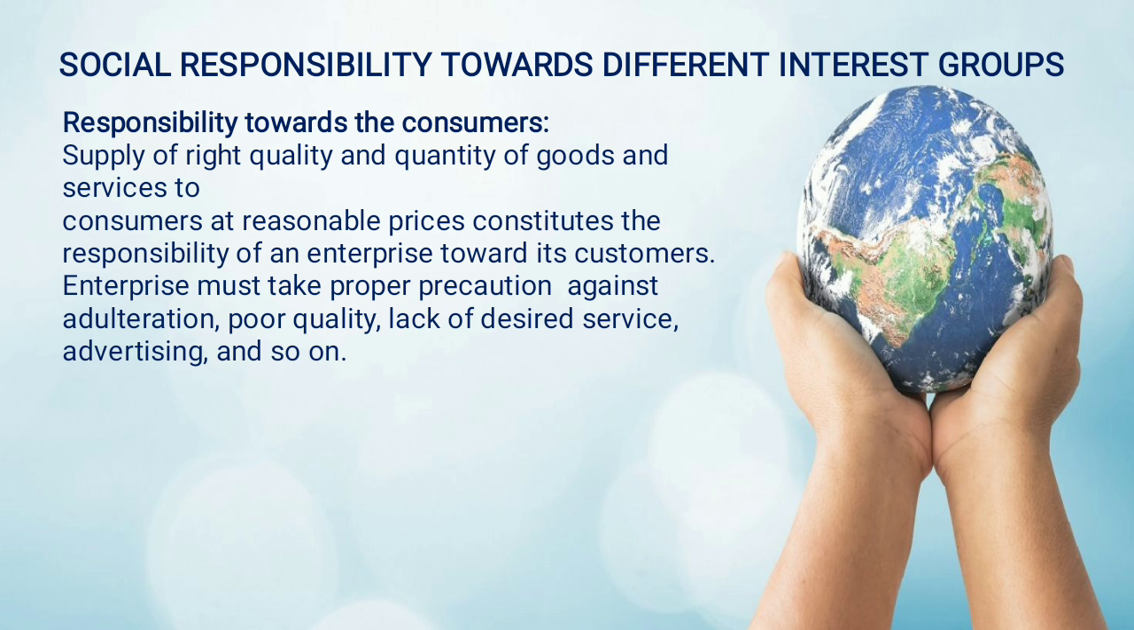Okay. So here we do not have to just provide goods and services, we have to ensure the proper supply of the goods. Supply of right quality and quantity of goods and services to consumers at a reasonable price constitutes the responsibility of an enterprise towards its consumers. Enterprise must take proper precautions against adulteration, poor quality, lack of desired services, misleading advertising, and so on.